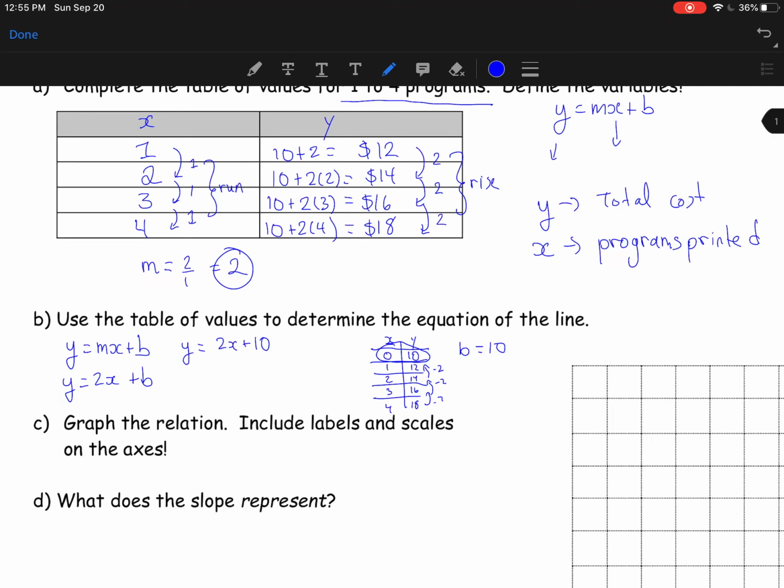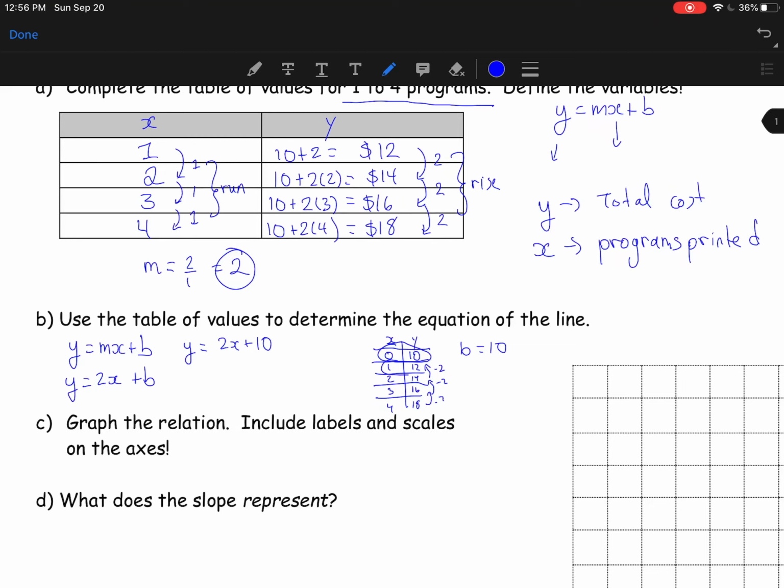Now that's the way to use the table. What we've done in the previous examples, when we've had to find that out, is sub in a point into our equation, which we still could have done, because each row in our table of values is a point on our graph.